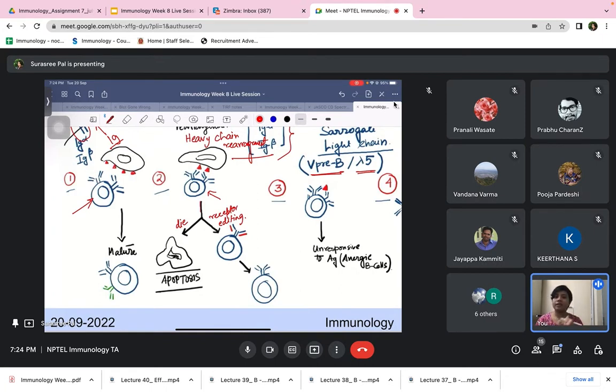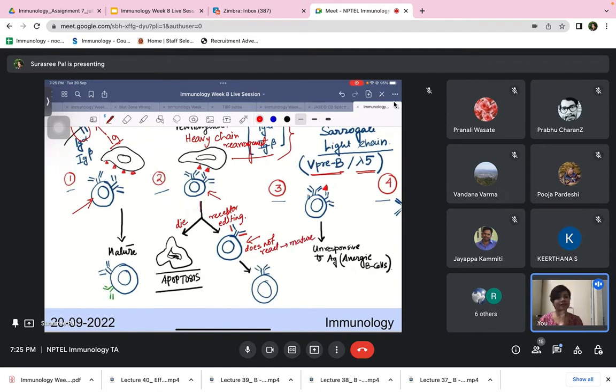Alright, and after this rearrangement, suppose this is the cell which has undergone receptor editing, it will have a new receptor specificity, right? And again there will be this selection process, whether this receptor is again able to react to self antigen or not. If it does not react to self antigen, then it will mature.